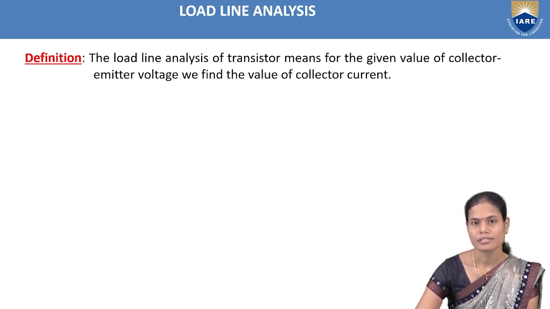So from this we can say for the DC analysis or DC load line we require only biasing voltages, and for AC load line, along with the biasing voltages, we require the AC input signal also.